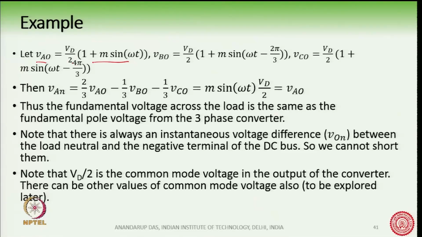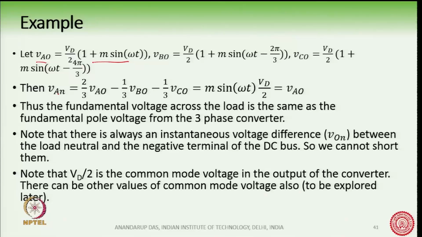So, VAO is equal to Vd by 2 into 1 plus m sin omega t, and VBO will be equal to Vd by 2 into 1 plus m sin omega t minus 2 pi by 3, and VCO will be Vd by 2 into 1 plus m sin omega t minus 4 pi by 3, because we are giving 3 balanced modulating waveforms to the 3 phases.